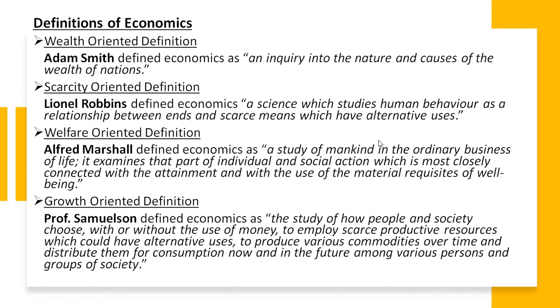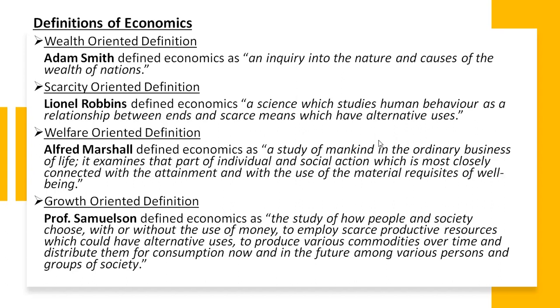So the people of America thought that this book written by Samuelson was influenced by Karl Marx and his theories and his philosophy. But later on, when they found that this book is actually a very nice book about economics, the book was available in the market again. The ban was lifted. So he defined economics as the study of how people and society choose, with or without the use of money, to employ scarce productive resources which could have alternative uses to produce various commodities over time and distribute them for consumption now and in the future among various persons and groups of society.